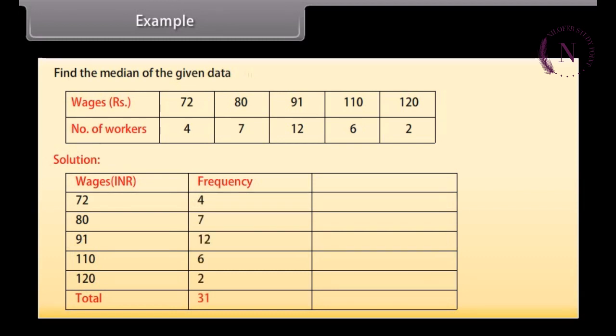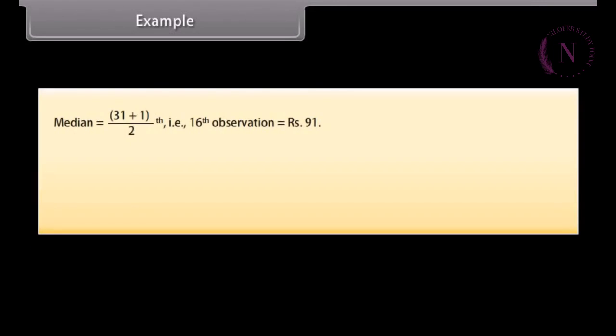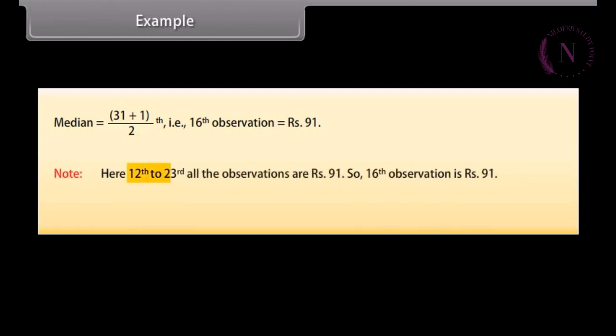In the third column, we have found the cumulative frequency for each wage by adding the previous frequency to the current frequency. After that, we have found the median, which is the (31 plus 1) by 2th, that is, 16th observation, which equals rupees 91. Here 12th to 23rd, all the observations are rupees 91. So, the 16th observation is rupees 91.